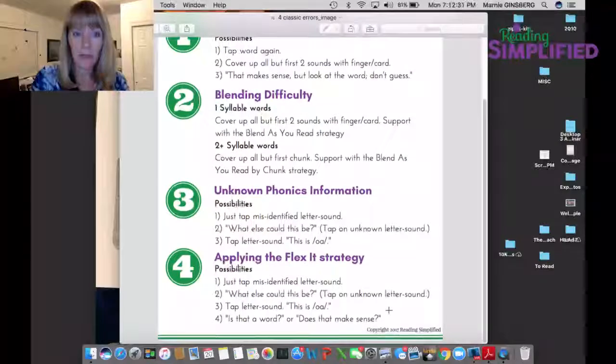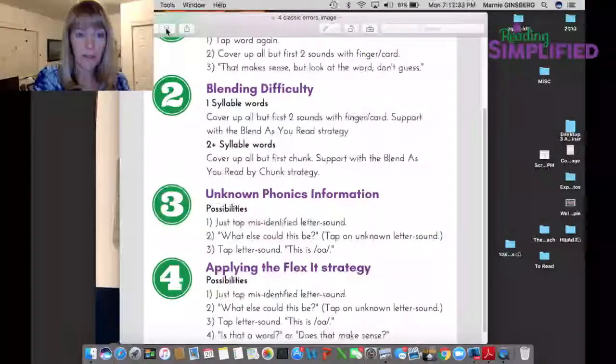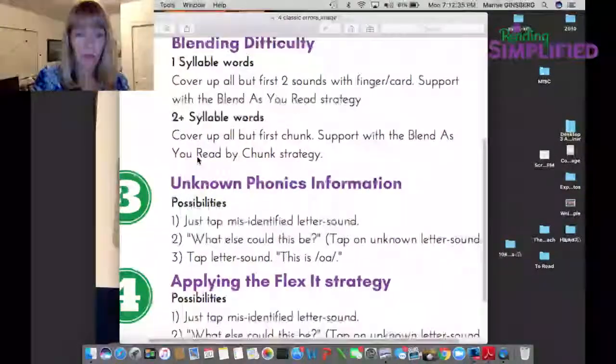Let's move this up a little bit here and increase the size. We're on number 3.